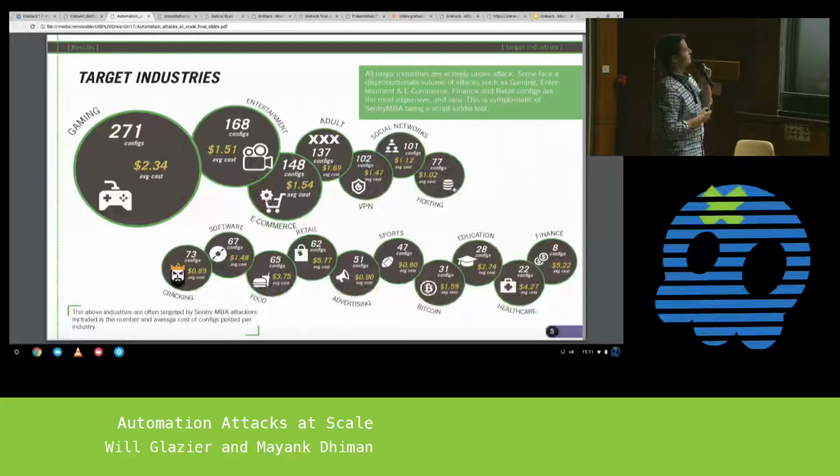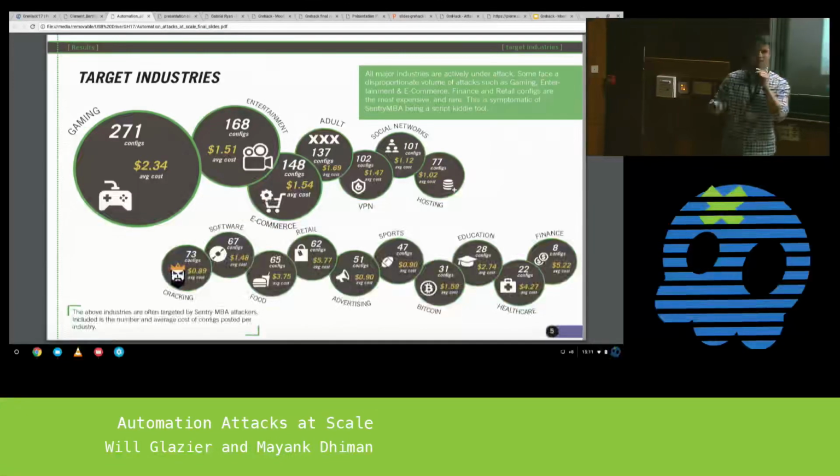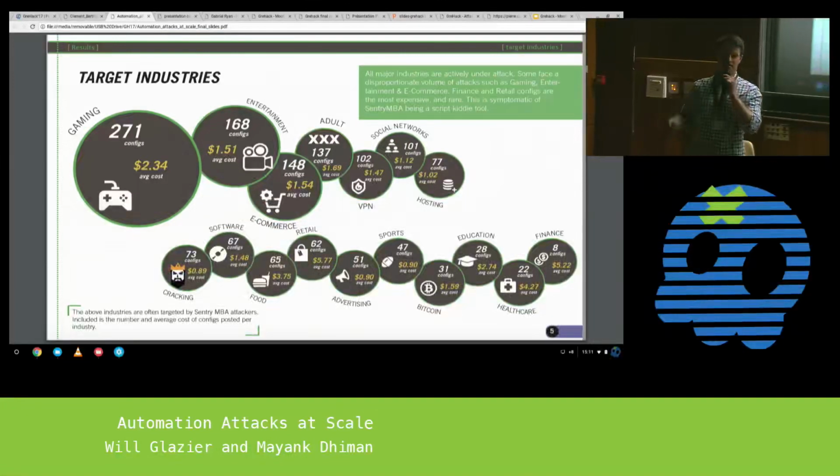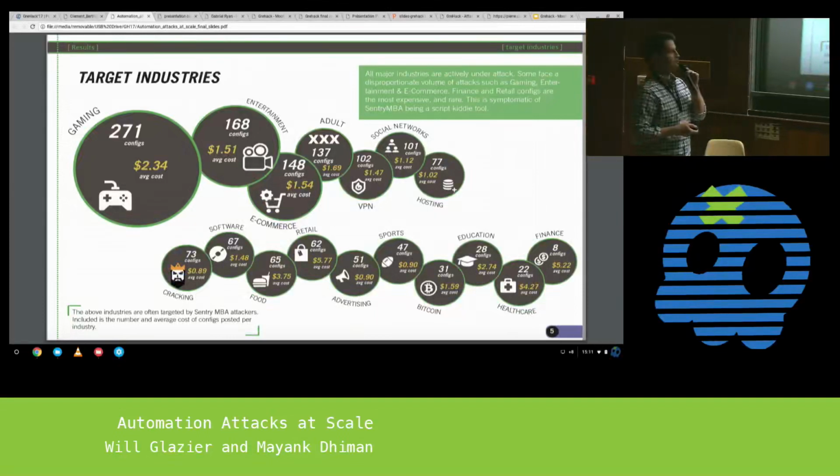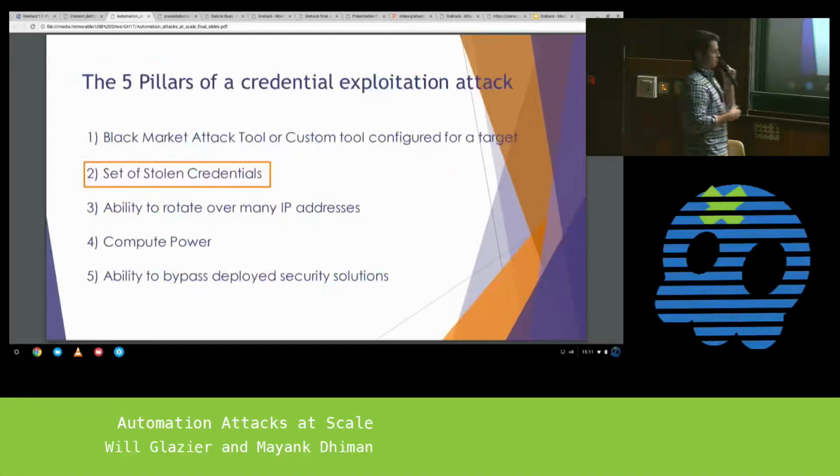Target industries, same pattern. Gaming, entertainment, e-commerce, another one. And what we see here also listed are the average costs of config files in each of those industries. The cost represents a little bit of how valuable the underlying data in that account is. So obviously healthcare, $5 relative to only $1.50 for entertainment. Banking should be on here somewhere. Finance, $5, a little bit more expensive as well. So those are the tools, Sentry MBA, the others were listed there.